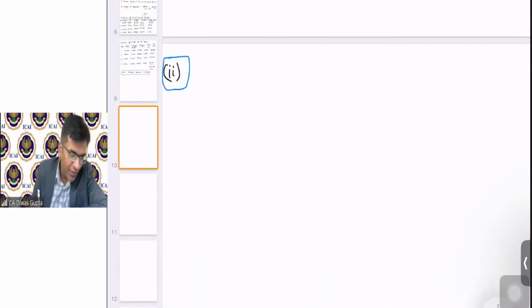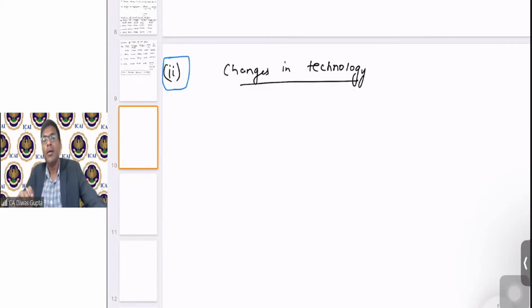In the second topic, we have to discuss changes in technology. So students, what happens? Practically, we take a project for at least 5 to 10 years. Once you take a project of 5 to 10 years and do an investment today, you expect that project to run 5 to 10 years. During the course of that time, the technology in which you have invested today might become obsolete. Correct? And this happens practically.